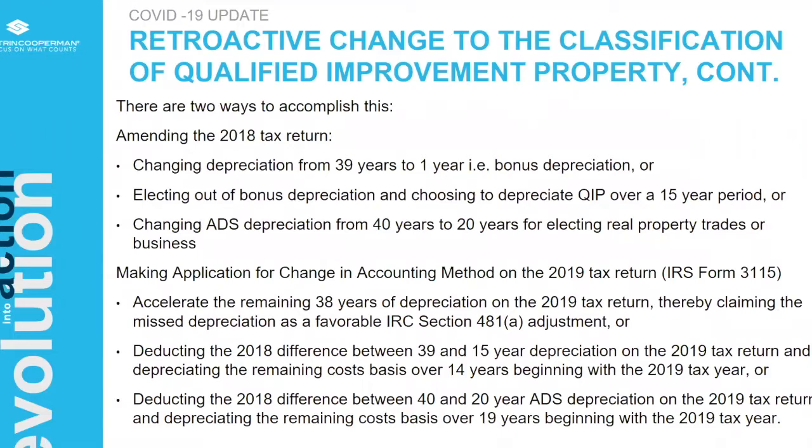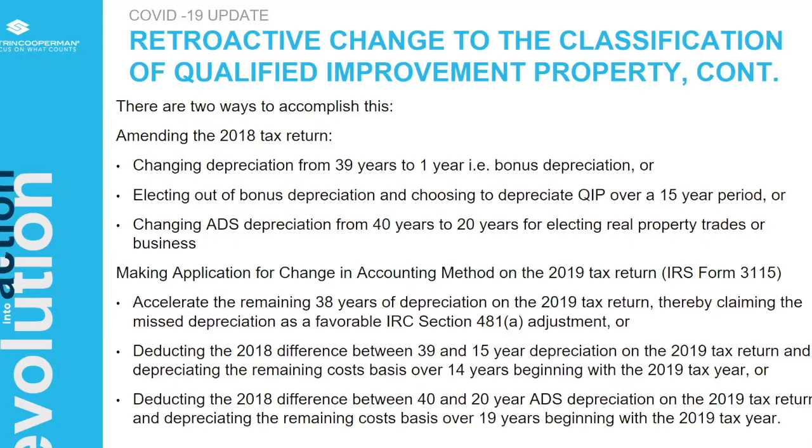There are two ways to accomplish this. We can amend the 2018 tax return, as Sean was talking about before, or apply for an accounting method change in 2019. Let's see what these two alternatives look like. By amending the 2018 tax return, you would either change depreciation from 39 years to 1 year. You could elect out of bonus depreciation and change to 15 years. Or you could change your alternative depreciation system depreciation from 40 years to 20 years for electing real property trades or businesses.